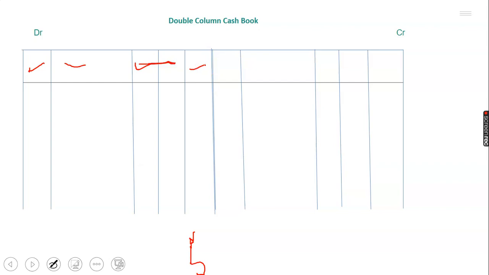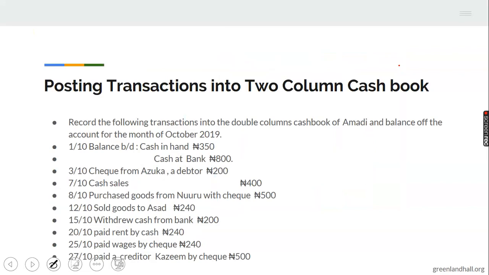The same thing happens at the other side. So we have the column for date, the column for particulars, the column for folio, column for cash, and then column for bank. So therefore, making it five columns at the two sides. And altogether we have 10 columns in a double-column cash book.